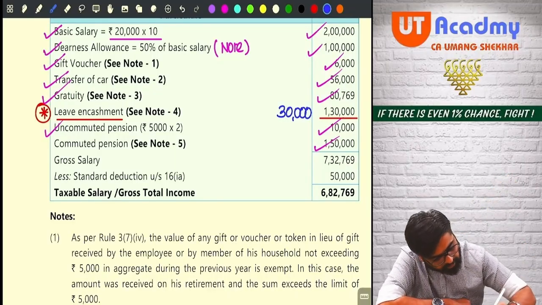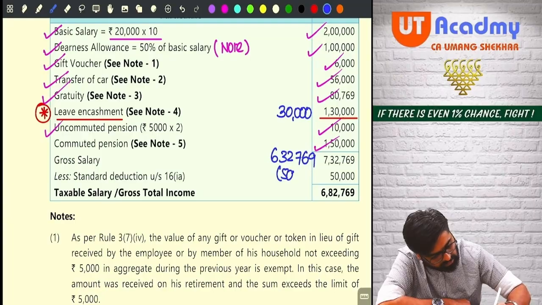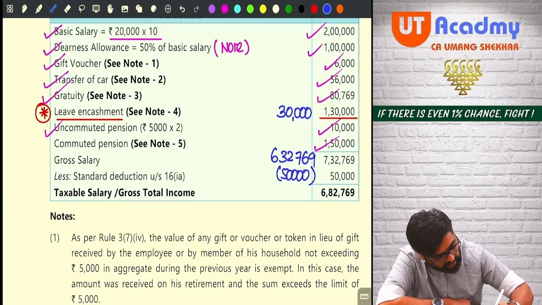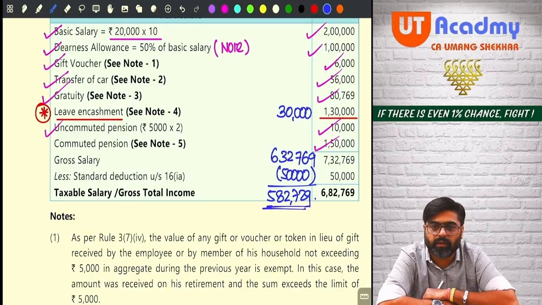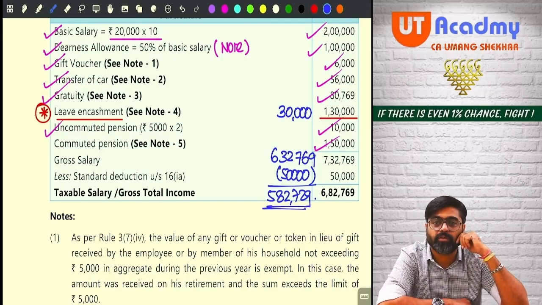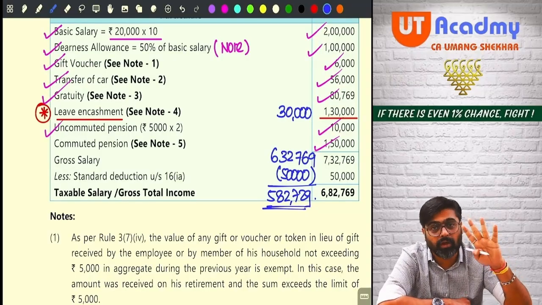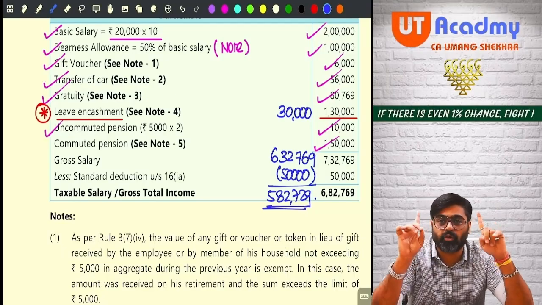So it will be 6 lakh 32,769. Out of that I will get 50,000 standard deduction. Okay. And I will get 5 lakh 82,729. This will be my final answer. Got it? Whereas the institute is getting how much? 1 lakh more. Now 1 minute. Everyone should focus now.